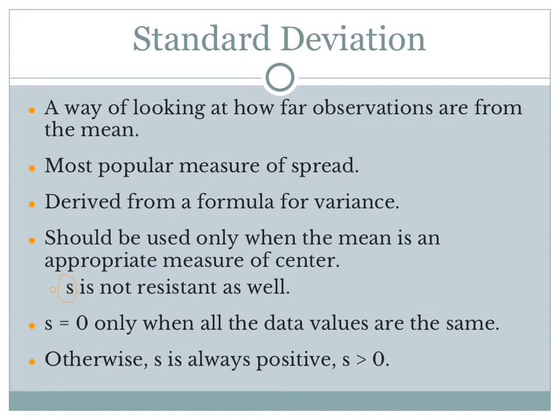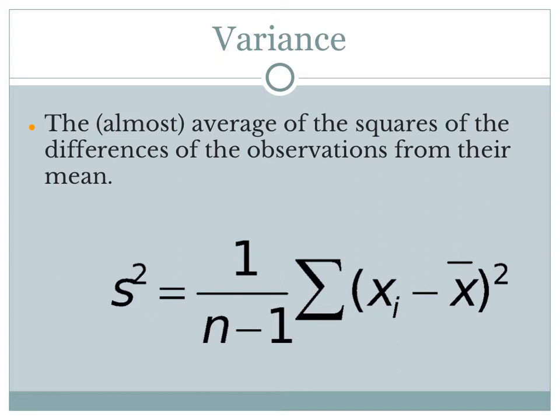And if we were to have all data values that are the same as one another, so maybe a list of values 4, 4, 4, and 4, that would mean that the standard deviation is 0, because the values don't deviate from the mean at all. The mean would be 4 if all of the values are 4. Otherwise, what will be more typically the case is that s is always positive. It's going to be a number greater than 0.